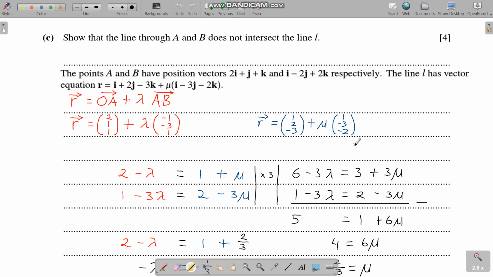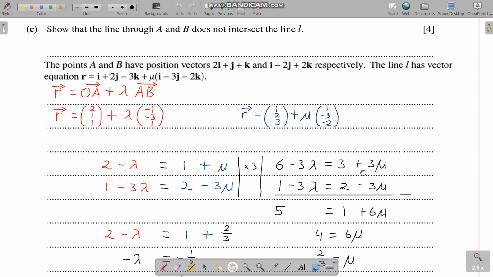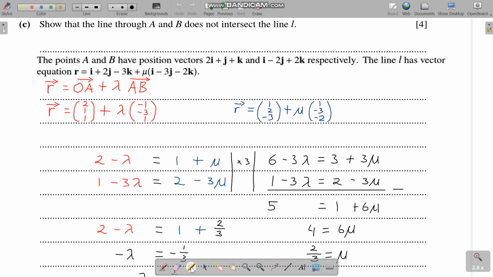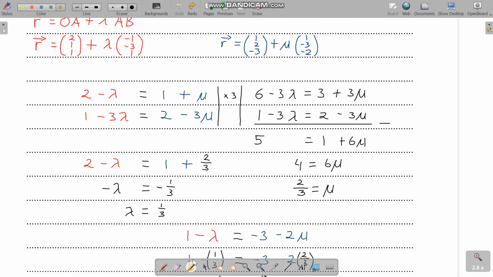Next part, show that they do not intersect. So we have the equation of the AB line from before, and the equation of the other line is this one here. Now we make 3 equations using the corresponding components. So for the x component, 2 minus lambda, and for the x component here, 1 plus mu, and for the y component, 1 minus 3 lambda, 2 minus 3 mu.